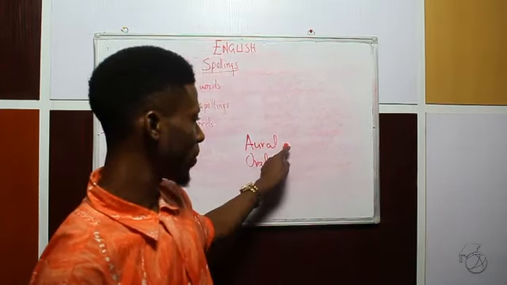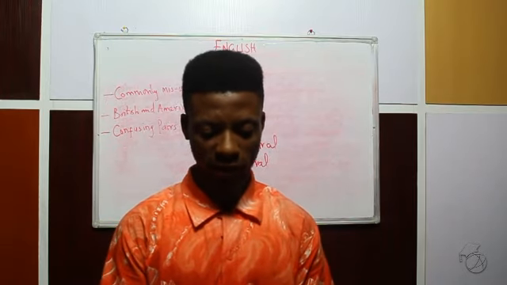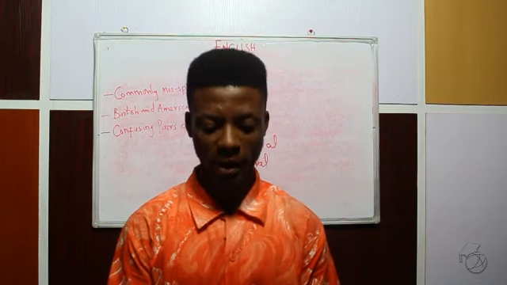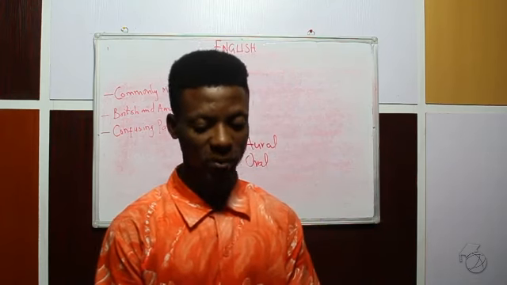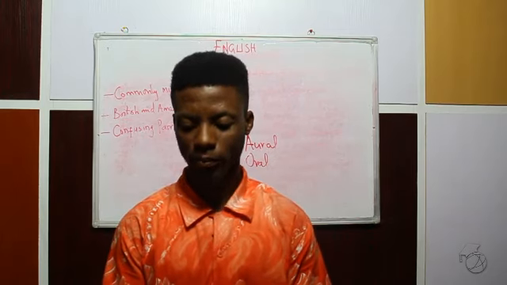Let's take the first example on aural, the first one. He has aural defects, so you must speak a bit louder. And she is better in oral English than in the written form.